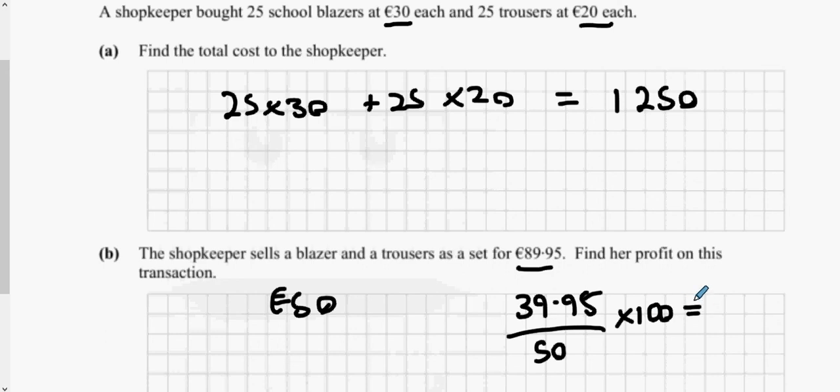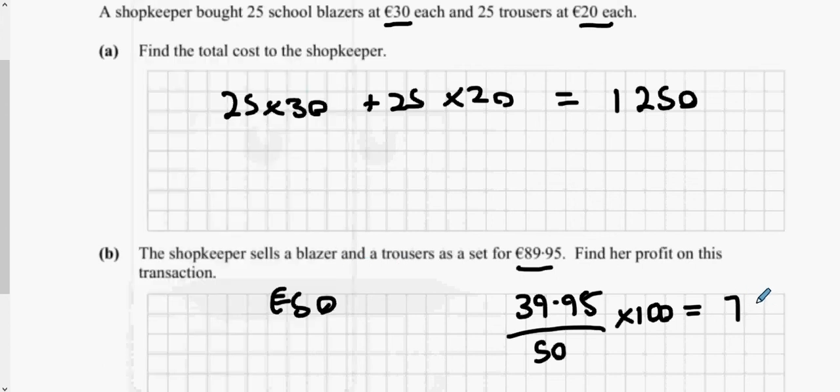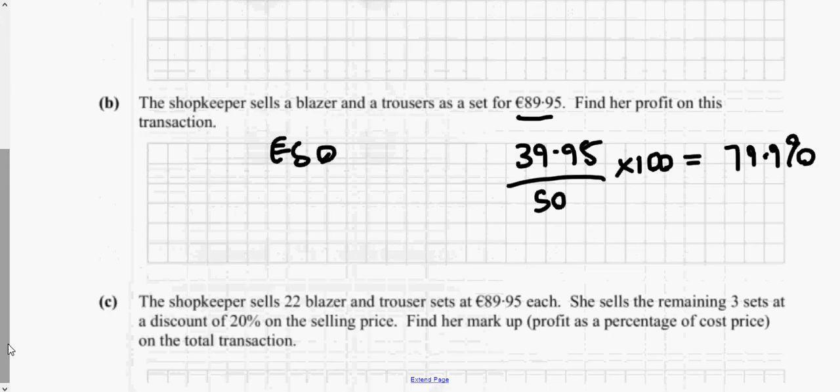Connor again. I got 61.1%. For sure. 39.95 divided by 50, multiplied by 100. Yeah, I think so. 79.9% profit. It's a good business, but it looks good. Alright.